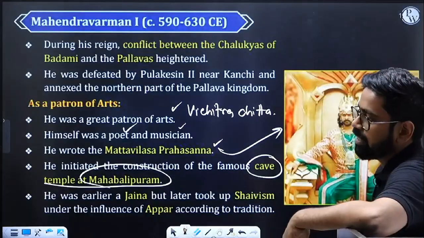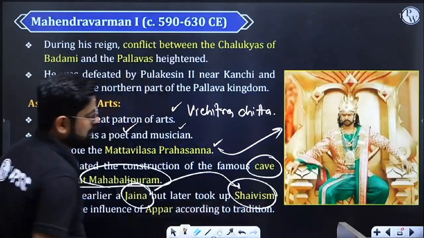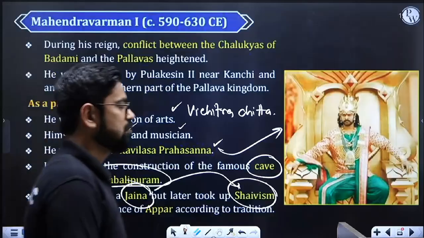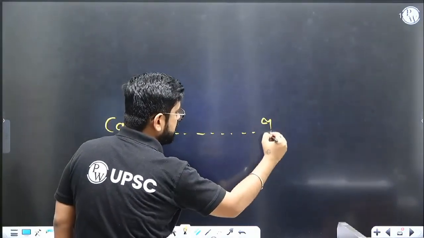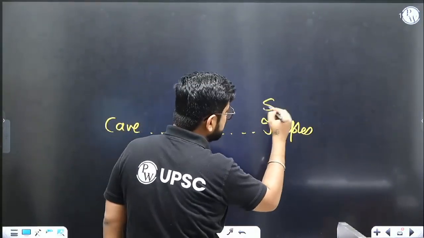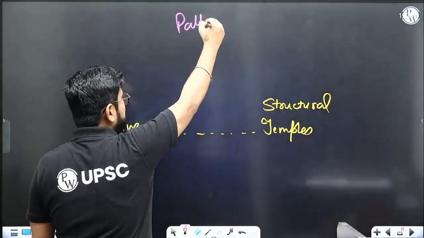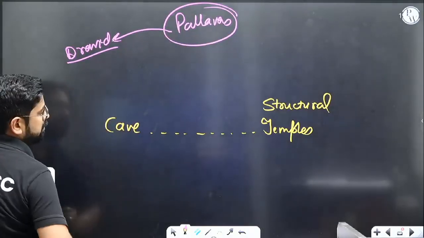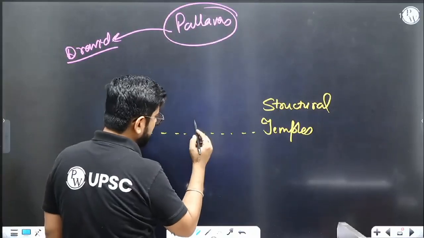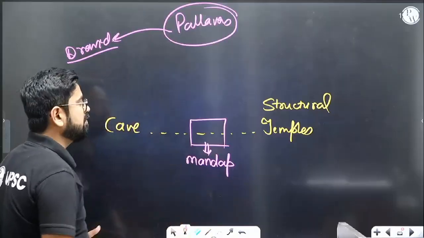Plus also, he was into Jainism, but now the things are changing. He will embrace Shaivism. So he started with Jainism, but later on embraced Shaivism. Now we will see the cave architecture. We know that first of all there is cave, and then we move towards temples, technically we call it structural temples. And this is Pallavas. Today we are discussing Dravidian architecture. Dravidian, already know this, okay, great. But it is not so simple. In between, for the very first time, we have one more step, which is called mandap. So only in the case of Pallavas, it is not straightforward.